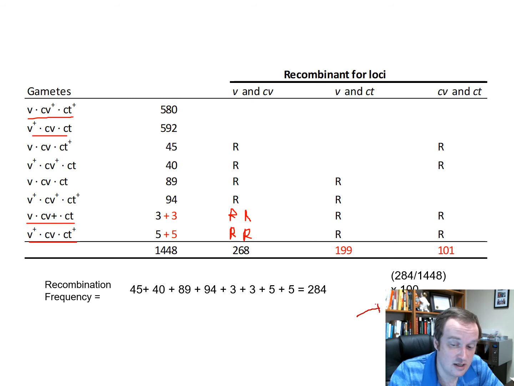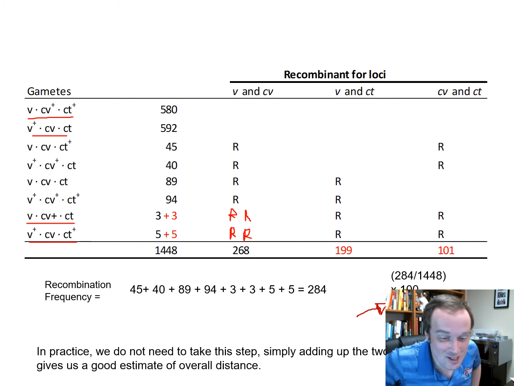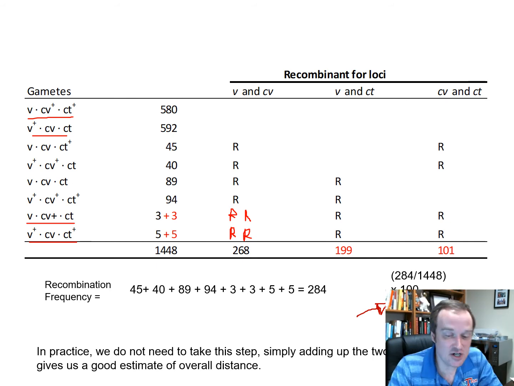Now, this is just kind of a step for checking your work, so to speak. But generally, simply adding the smaller two values gives us that good estimate. And so you don't have to go through this.